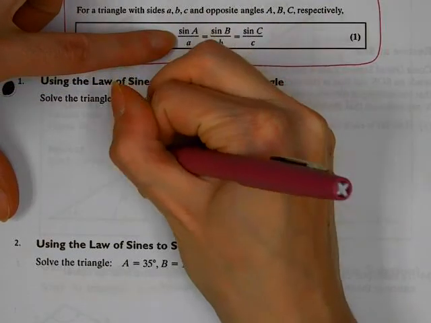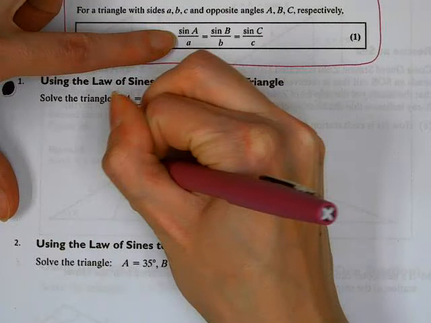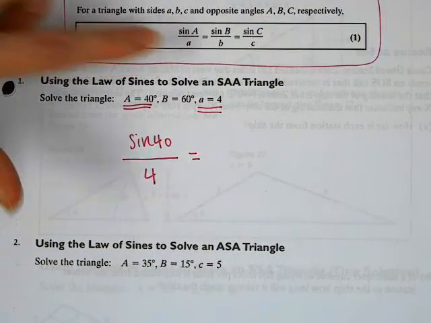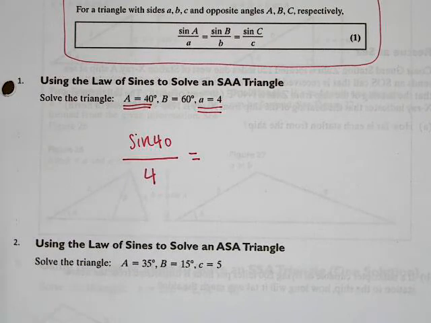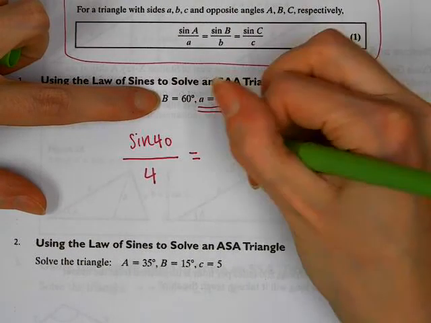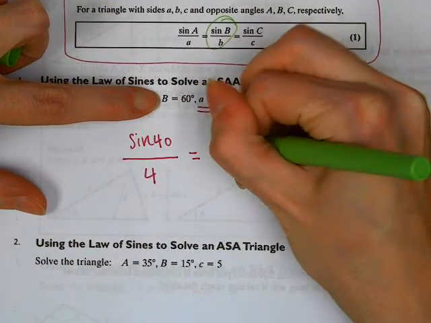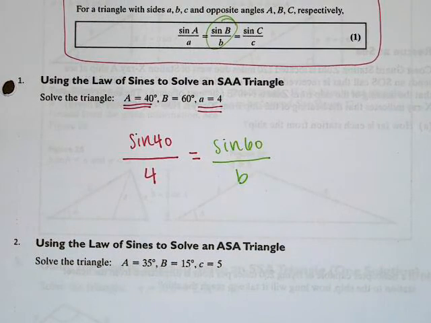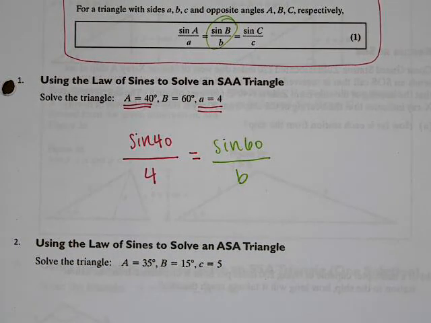So I'm going to do sine of angle A over side A, and that's going to equal, and then just use the other letter that you have. We have angle B, so let's do this one. Sine of angle B over side B. And then that's how we'll know what we're going to solve for first. Okay, so it looks like we're going to solve for side B first.